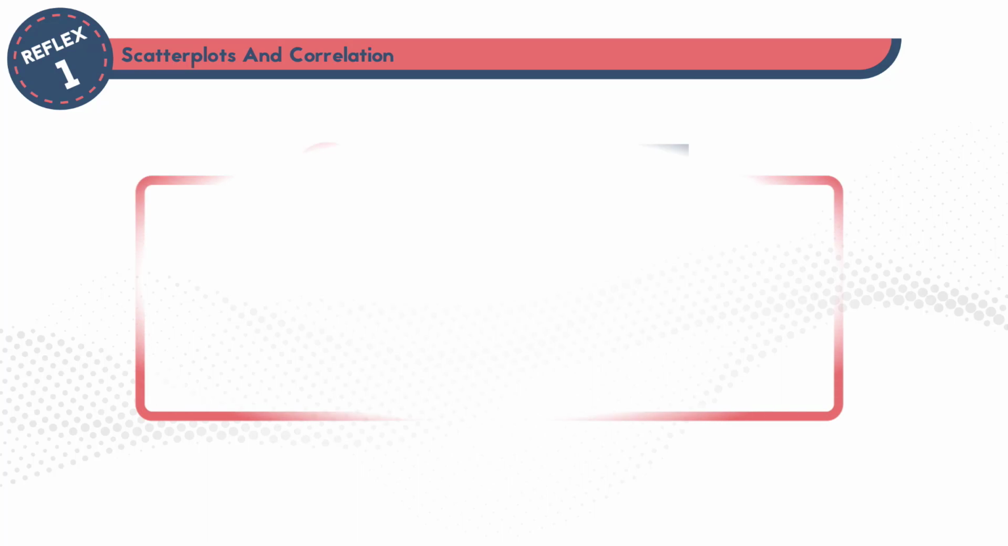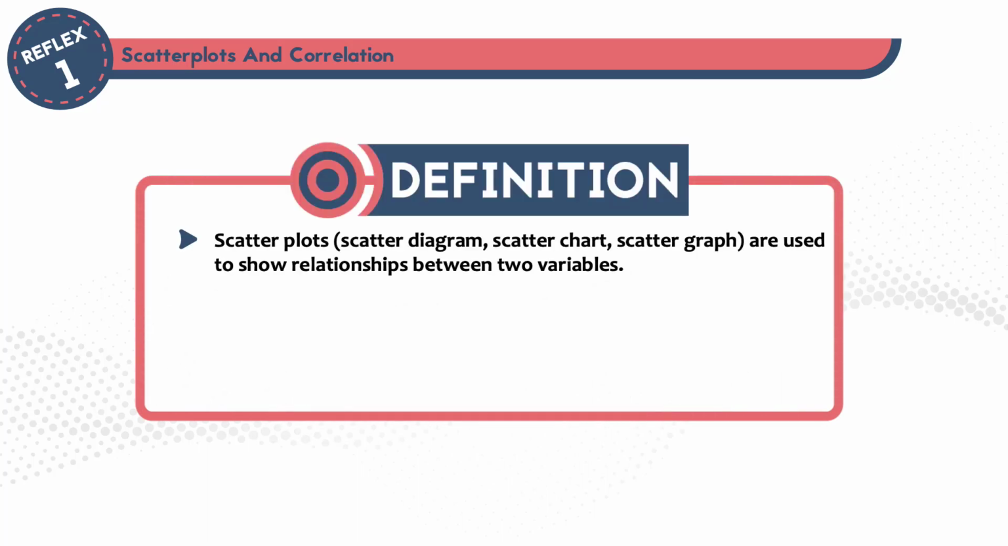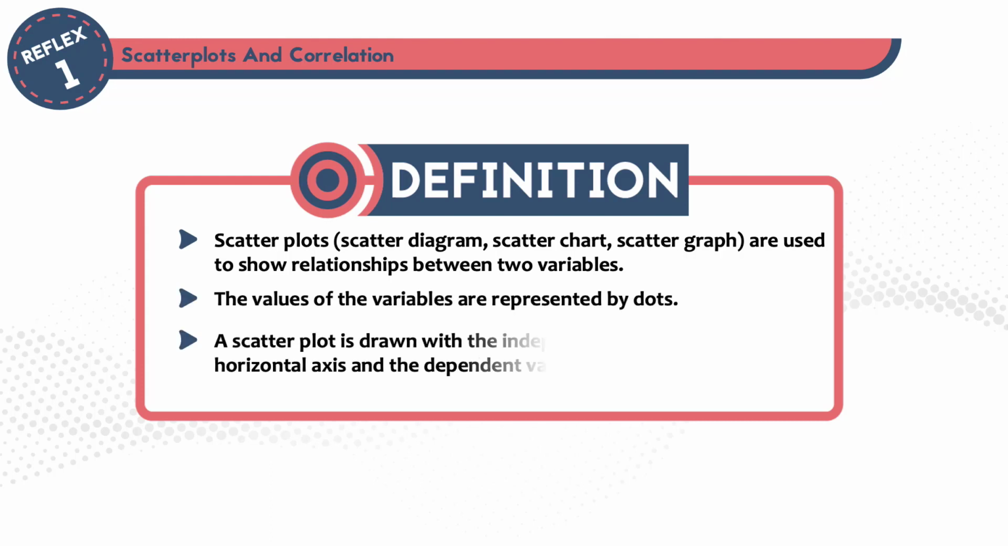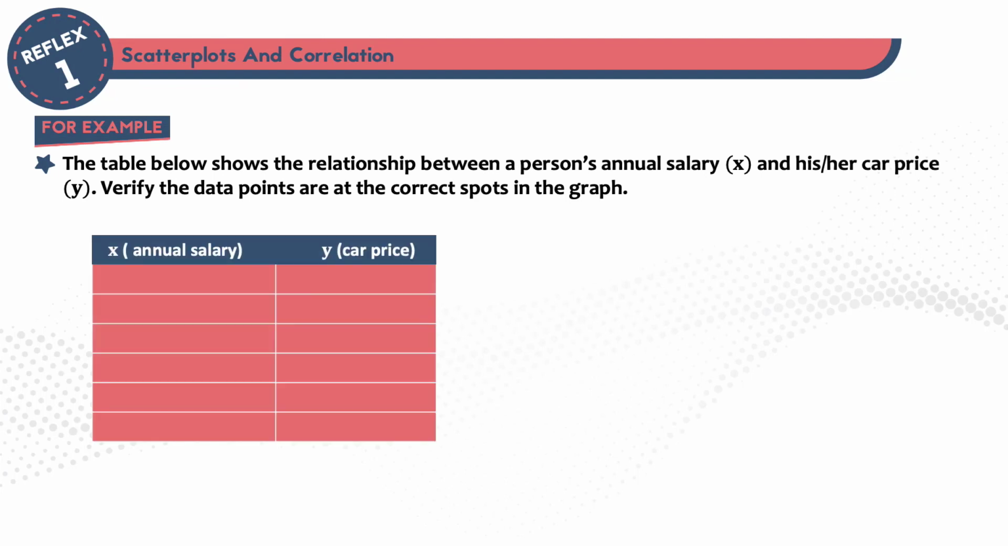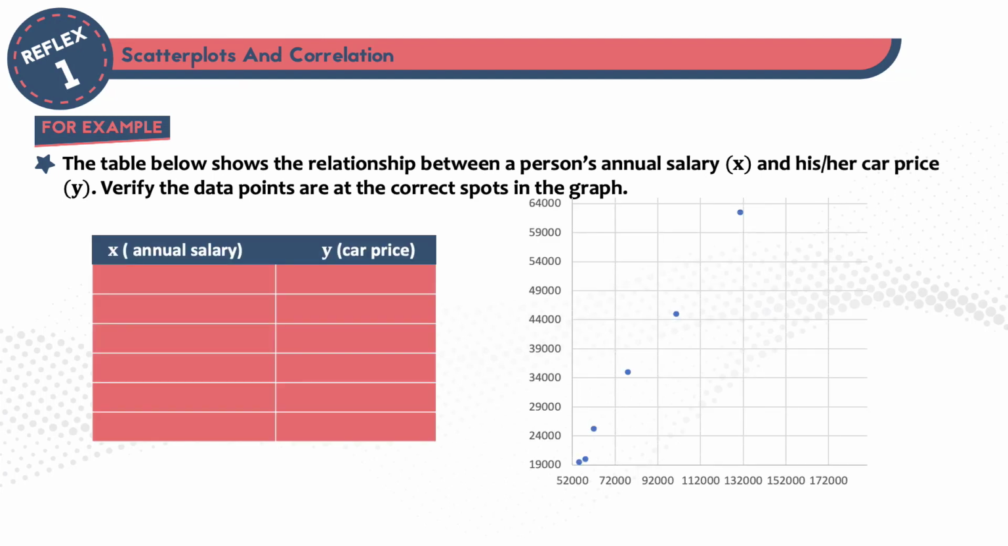Scatter plot and correlation. Scatter plots, scatter diagrams, scatter charts, or scatter graphs are used to show relationships between two variables. The values of the variables are represented by dots, and a scatter plot is drawn with the independent variable on the horizontal axis and the dependent variable on the vertical axis. For example, the table below shows the relationship between a person's annual salary X and his or her car price Y. Verify the data points are at the correct spot in the graph.